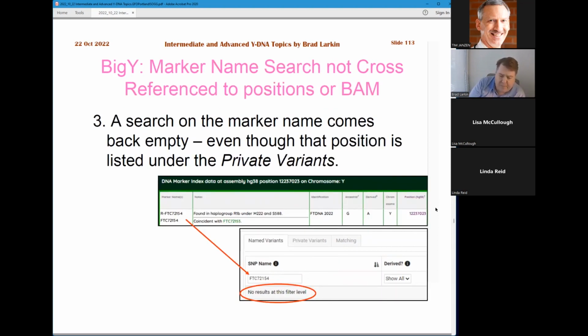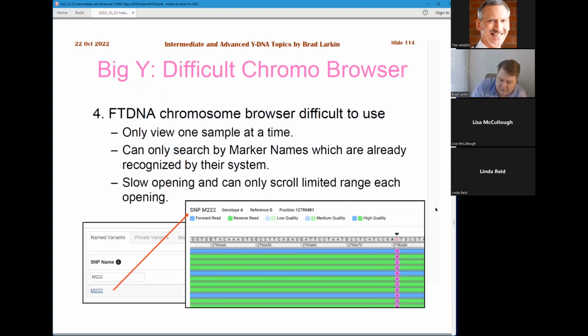Another thing that happens is that a search on a marker name comes back empty, even though that position is listed under the novel variant. So if you want to see it in the chromosome browser, you sort of can't, because when you search for this marker name on this result set, it's going to say no result. So that's weird because it also told you there were some.